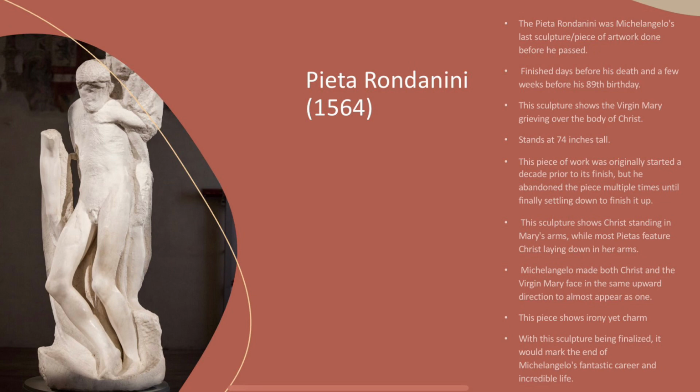Michelangelo made both Christ and the Virgin Mary face in the same upward direction so they could appear as one to the viewer's eye. It shows irony and charm, and with this sculpture being finished, it would mark the end of Michelangelo's fantastic career and incredible life.